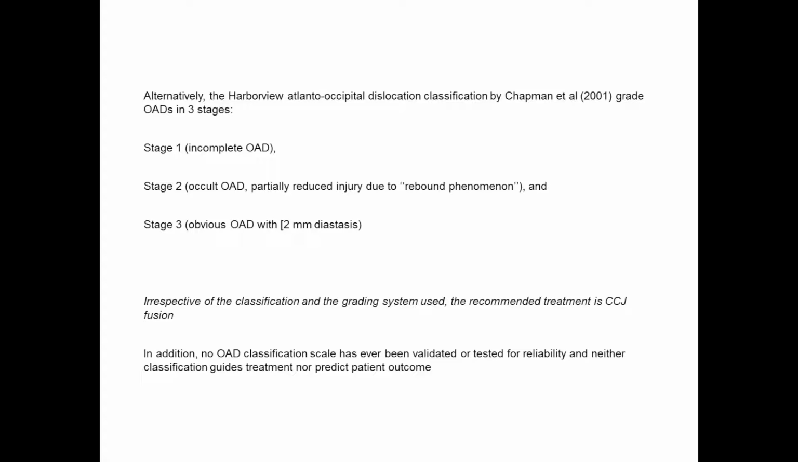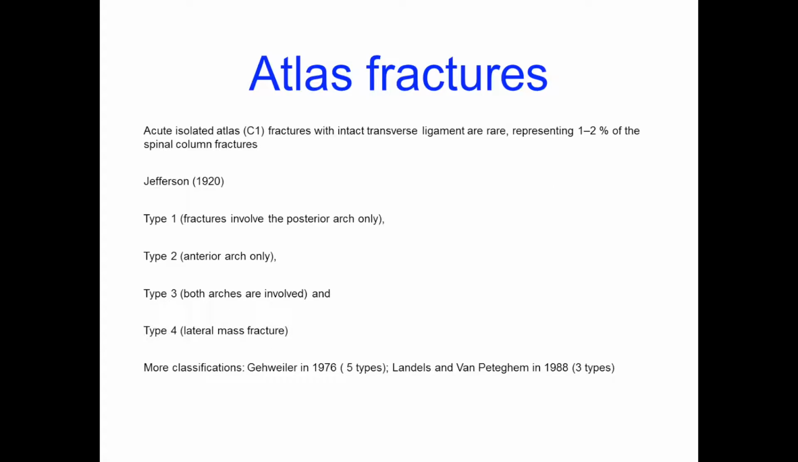Irrespective of the classifications, though, or the grading system, the recommended treatment for all of these injuries is a craniocervical fusion. So our next group of injuries is our atlas fractures. Isolated atlas fractures occur very rarely, and they only represent 1 to 2% of our spinal column fractures.